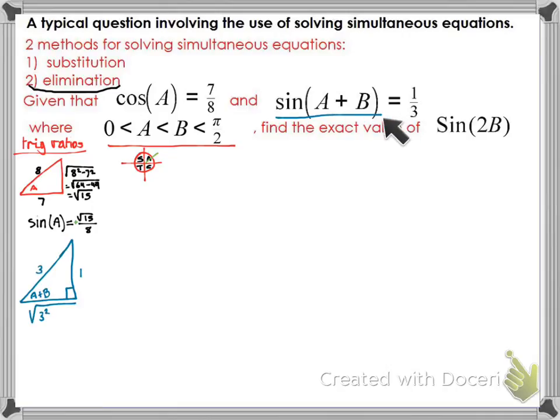Okay, let's draw on the triangle facts from the second piece of information. So this time, let's assume that angle A and angle B are quite small, and when they add together, they're still small and within the first quadrant. So we get a hypotenuse of 3 with an opposite side of 1, and we can use Pythagoras' theorem to work out the adjacent side, root 8, which is 2 root 2. We did that on the assumption that A plus B together is still an acute angle between 0 and pi on 2. For now, that's the best assumption to make.